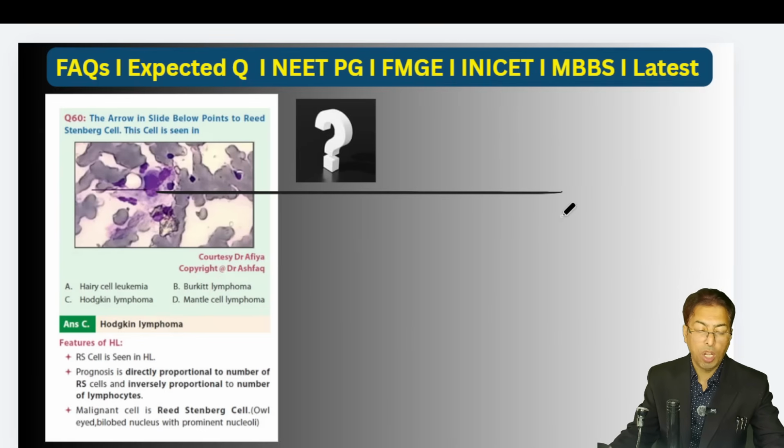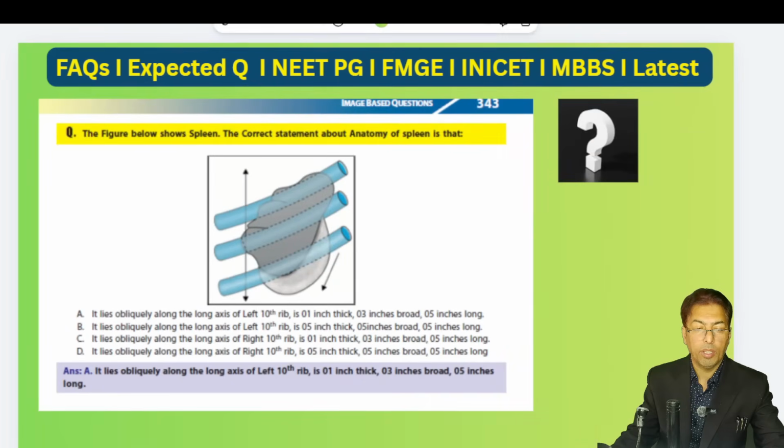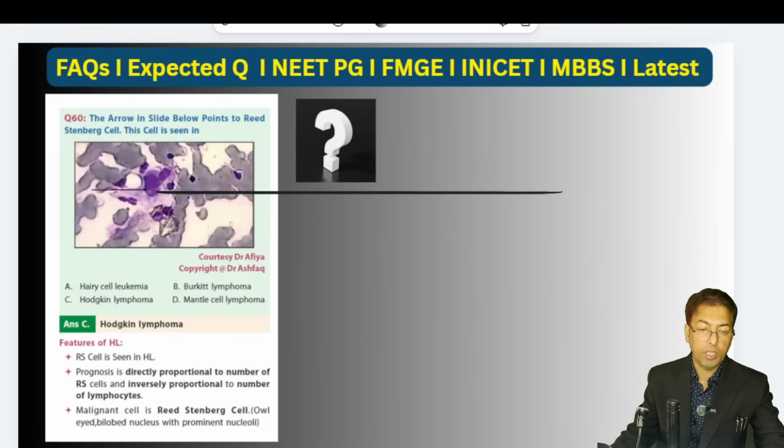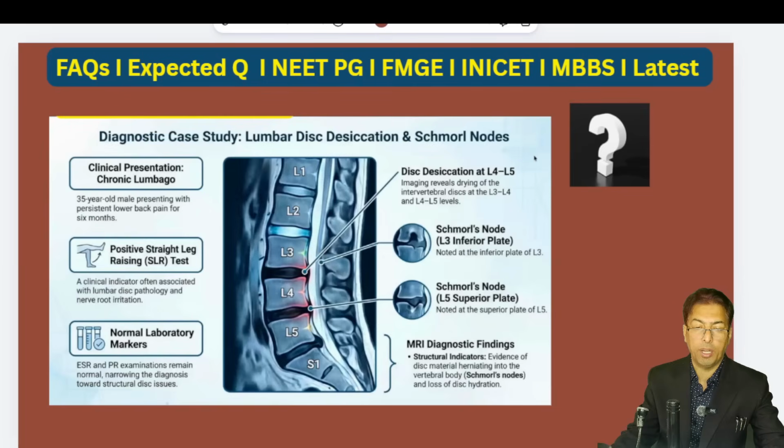Identify this type of cell. You have to remember the Reed-Sternberg cell, which is owl-eyed with a bilobed nucleus and prominent nucleoli. This important thing, the RS cell, you have to remember as a feature of Hodgkin's lymphoma, which is shown over here.